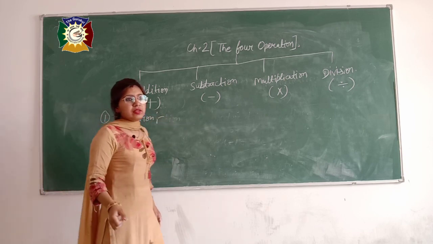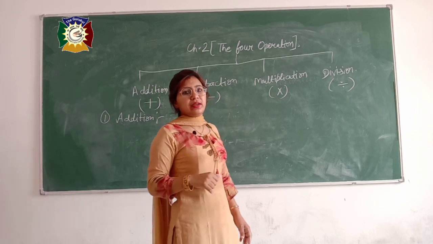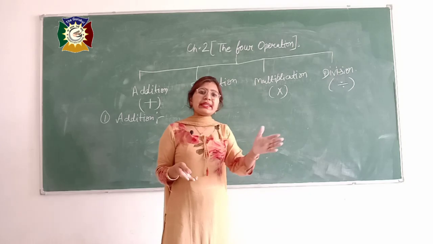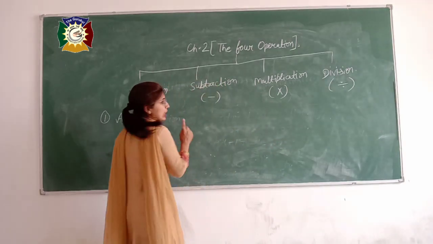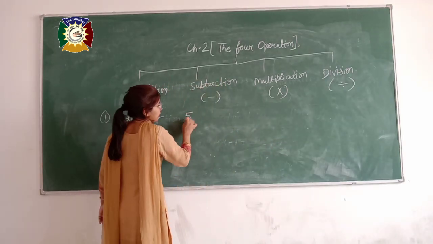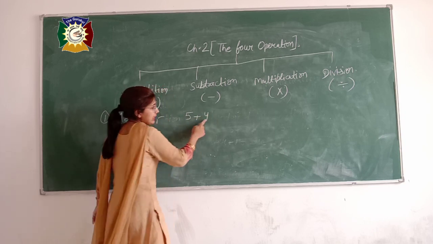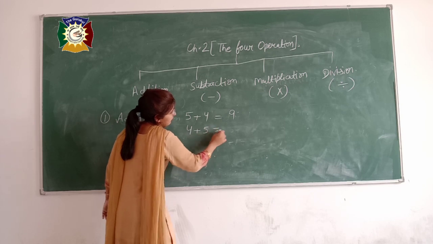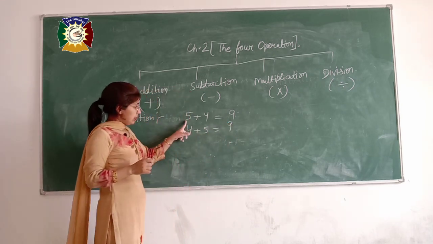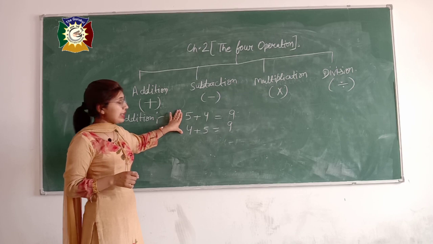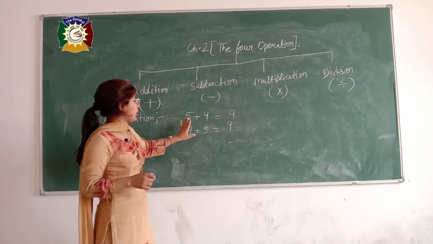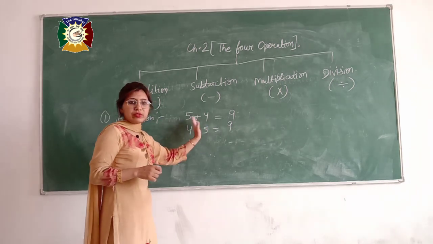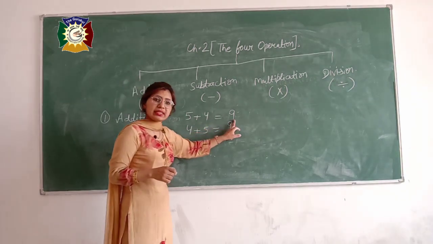In addition, order of the numbers does not matter. If you are adding 2 numbers, doesn't matter which number you write first. Like if I want to add the 2 numbers, 5 plus 4, I will get answer 9. If I add 4 plus 5, then what will I get? Again I will get 9. From this example, I want to tell you that it doesn't matter whether you write 5 first or last. You can change the order of the given numbers and you will get the same answer.